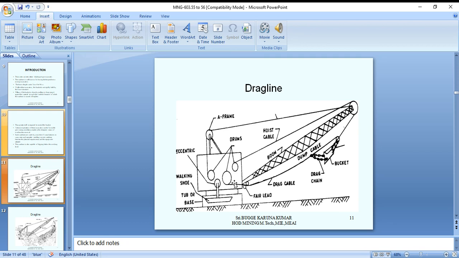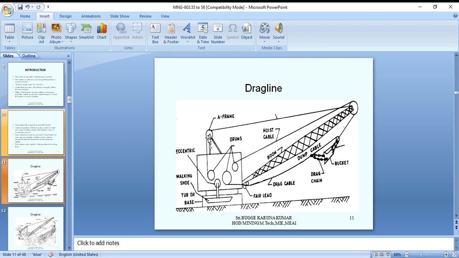Here the rope from the drum comes through the fair lead. This is the drag cable, and the cable connects to the dump cable and also the hoist cable, and the bucket. Drag chains are there because the bucket will be dragged while digging and that position is required. After digging and while lifting, the position also changes, so there are drag chains. This is a hoist cable.